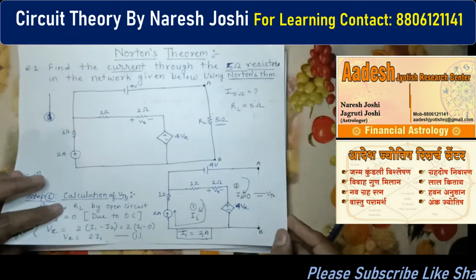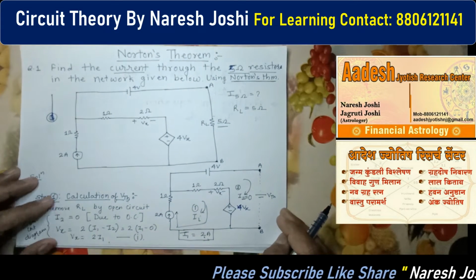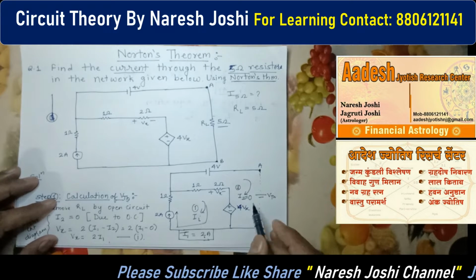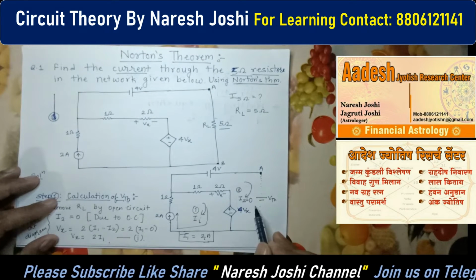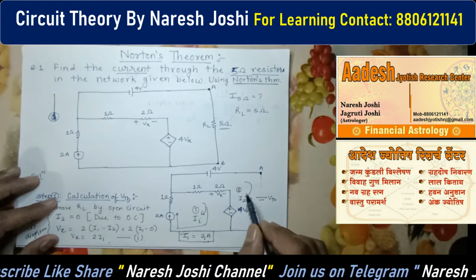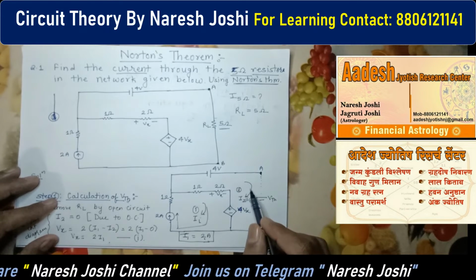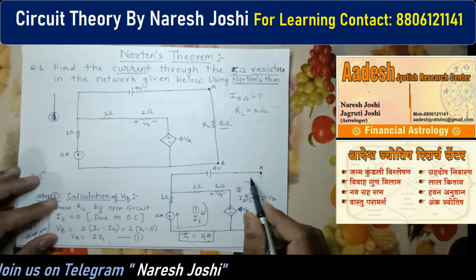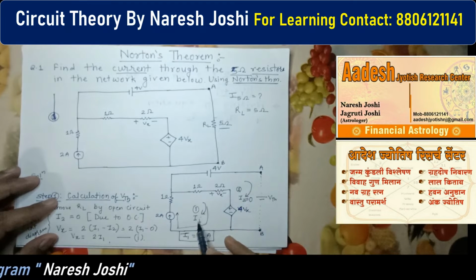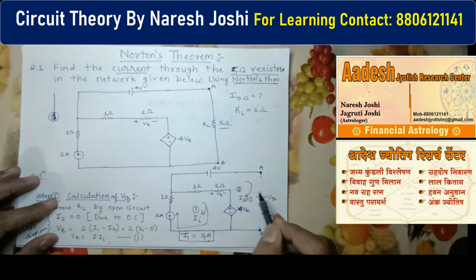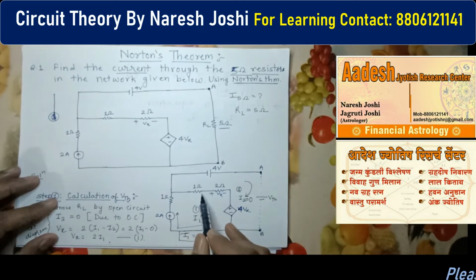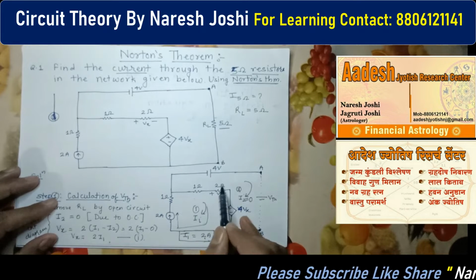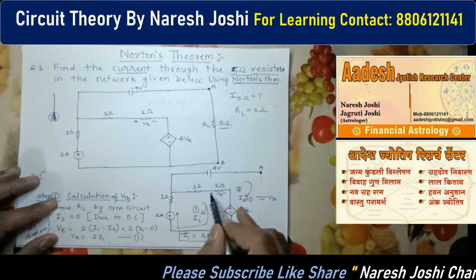Okay, so for that you can see here, you have to focus. I1 is in the mesh 1, this is the mesh 2, we are applying KVL in the mesh 2. So through which resistance of the mesh 2 is I1 passing? Here you can see this is the mesh 2 and this is the resistance 1 ohm and 2 ohm is common for the mesh 1 and mesh 2. So we can say I1 is passing through the 1 ohm and 2 ohm.